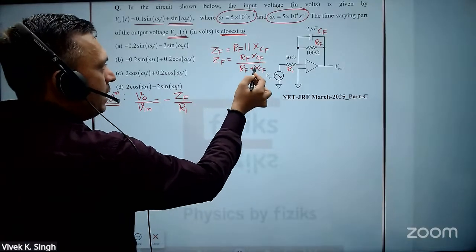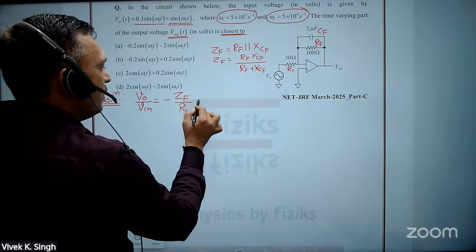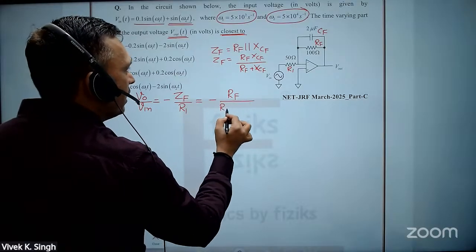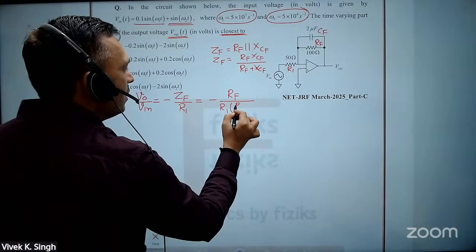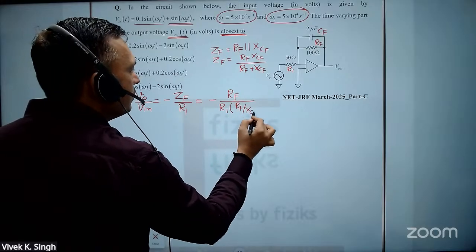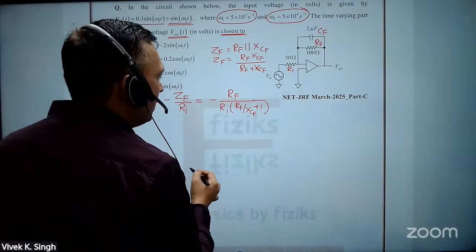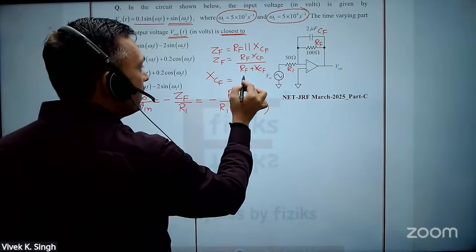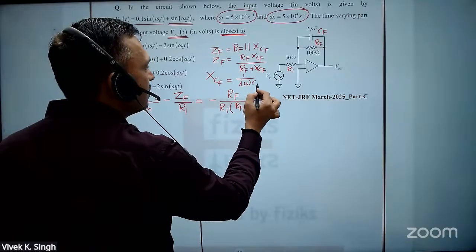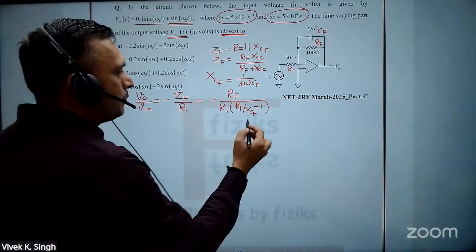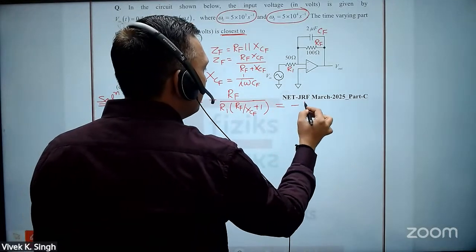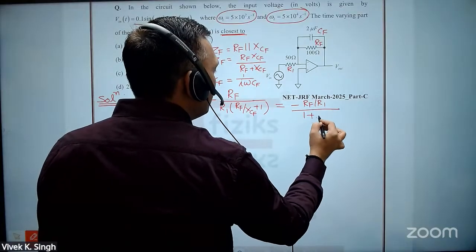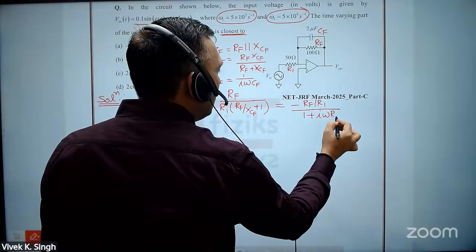So if you divide it by XCF, what you will get? This is minus RF by R1, and this is RF by XCF plus 1. Yes or no? I have divided this by XCF, where the capacitive reactance XCF is 1 by j omega CF. Clear? So let's write this value as minus RF by R1 divided by 1 plus j omega RF CF.